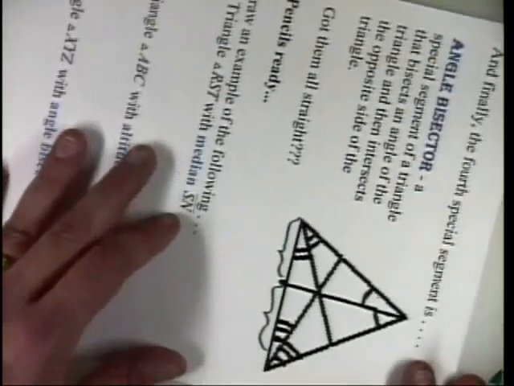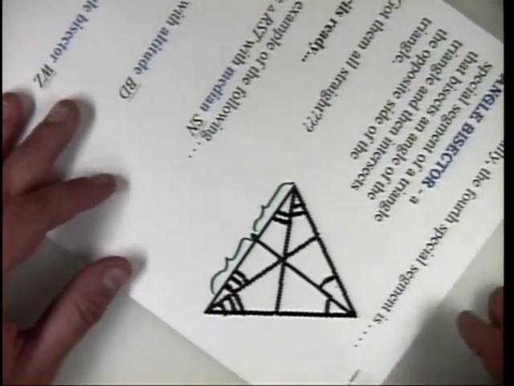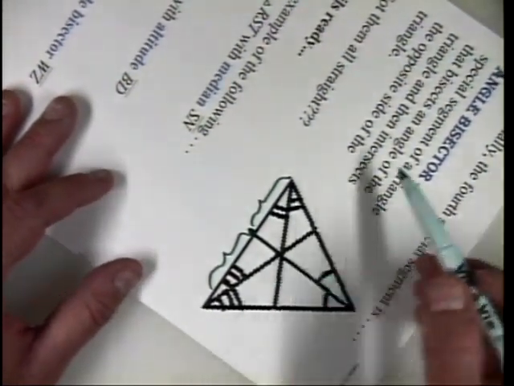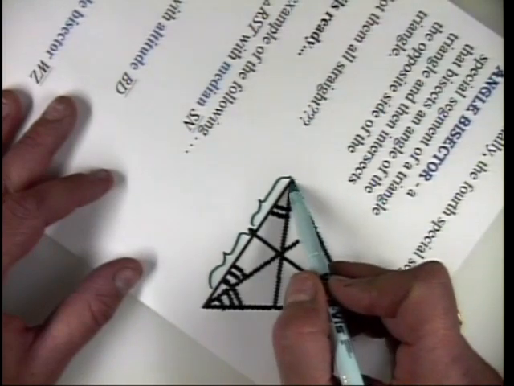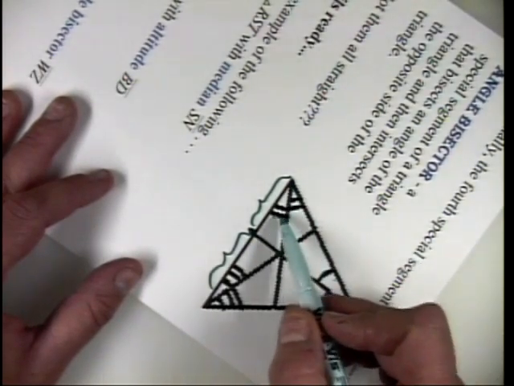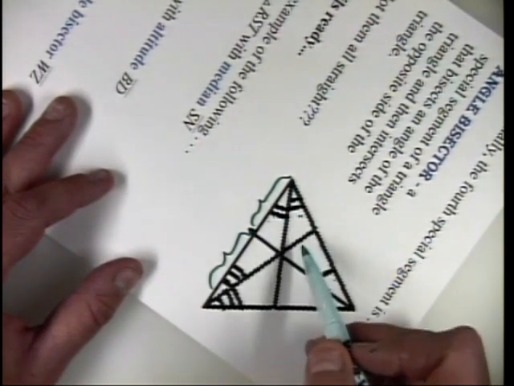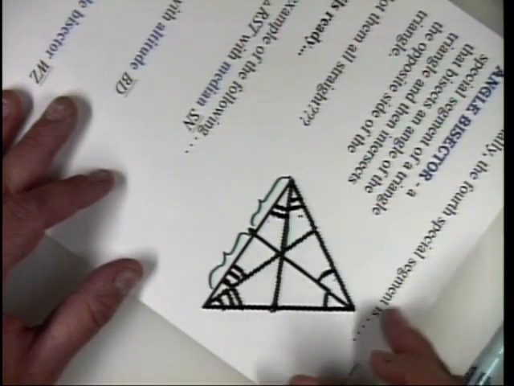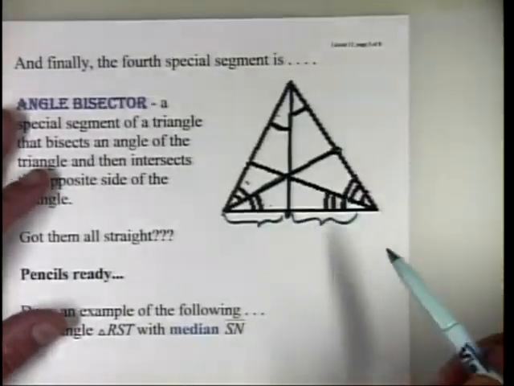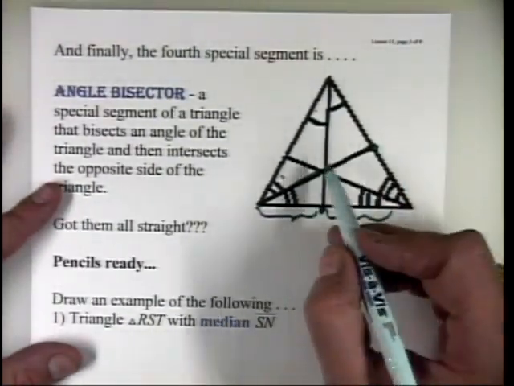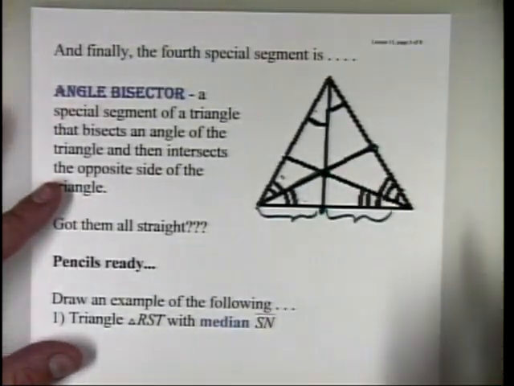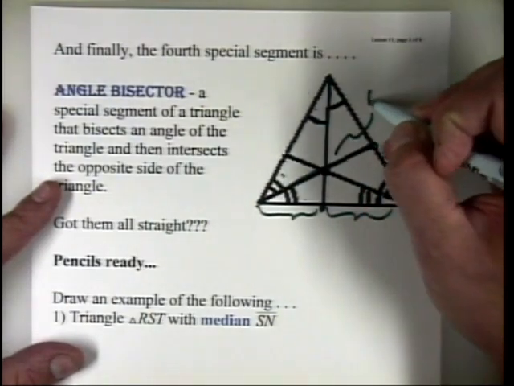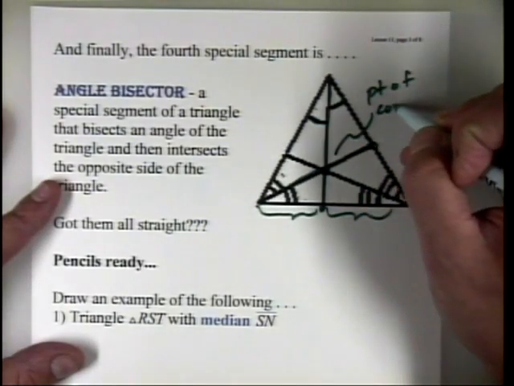Now again, every triangle has 3 of all the special segments I've been mentioning, and this is no exception. So if I had chosen this, I could draw a line that cuts this into 2 equal angles, noted by the double tick marks here, and wherever it intersects the other side would be a point. But again, it may not be a right angle, and these 2 segments may not be equal. Now notice that if I drew all 3 angle bisectors, they would also intersect at a point of concurrency. That's what we would call it, a point of concurrency.